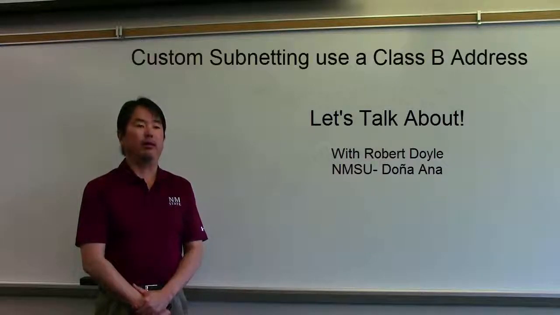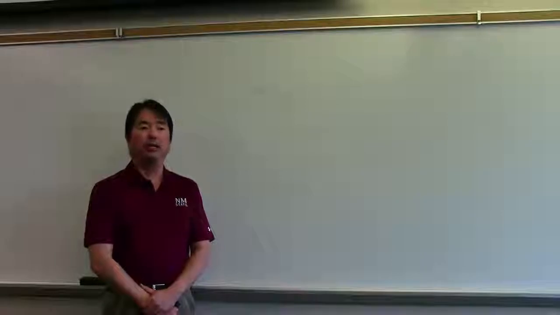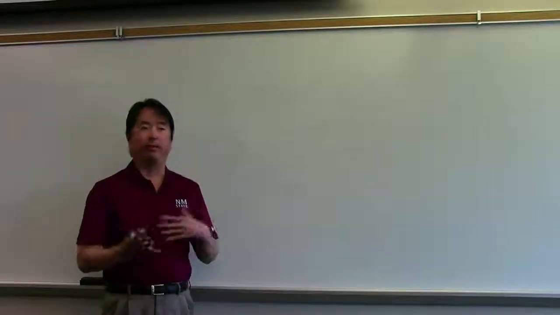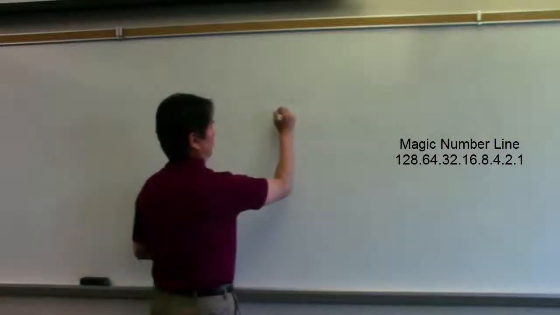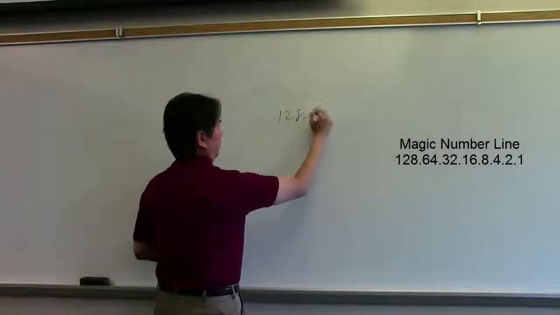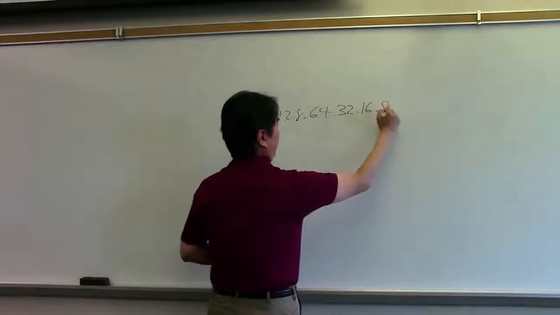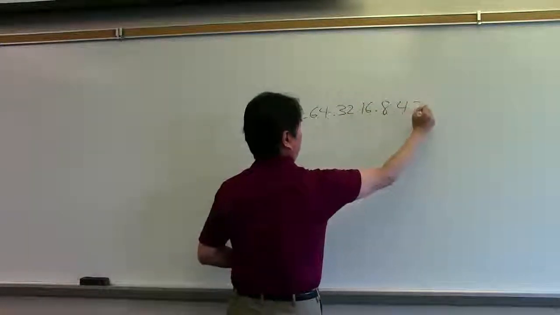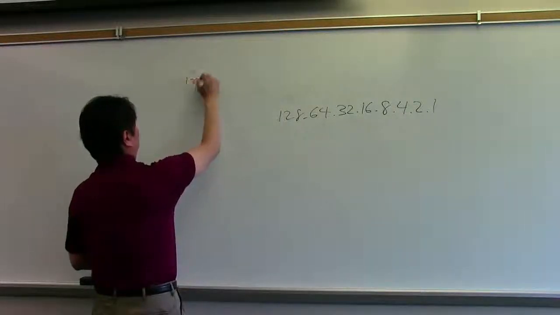Okay, let's talk about custom subnetting using Class B. As you recall from a previous video, we custom subnetted a Class C. Now I'm going to show you how to do B. Pretty much the same way, just a little variance. So the first thing we're going to do is put up my magic number line. Remember, that's 128, 64, 32, 16, 8, 4, 2, 1. And I'll put the address we're going to use.